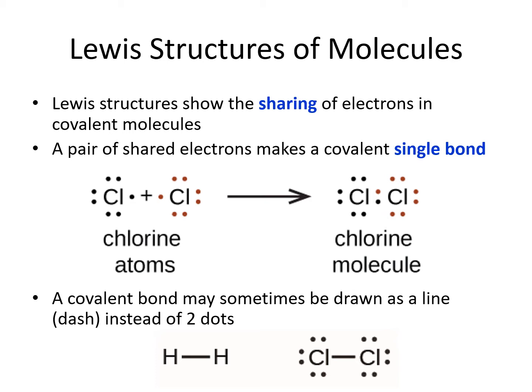Instead of drawing a pair of dots for the bond, we could draw a line. One line in our structures is going to mean the same thing as two dots. It just looks a little cleaner and makes bonds easier to spot, so we usually draw them with the lines instead of the dots.